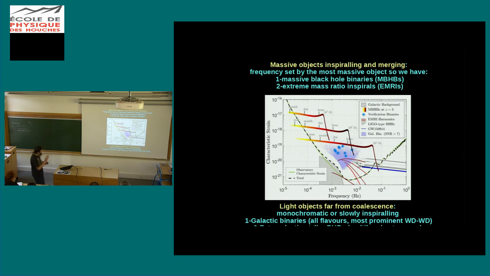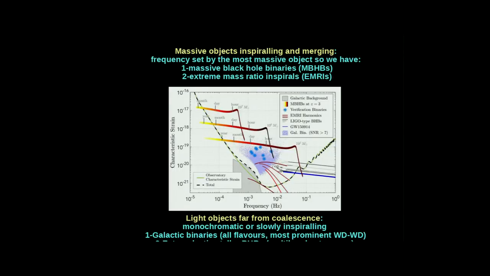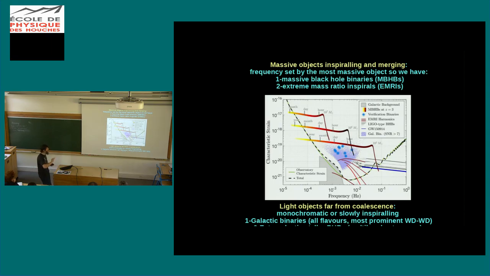Okay, we've seen this formula that is very simple. But we can use it to actually divide the LISA sources into two subfamilies.